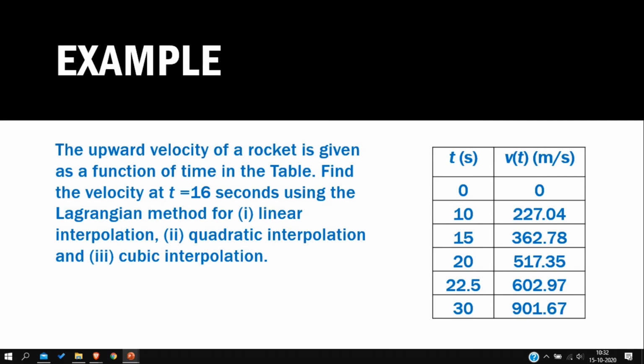Now let's see how to do interpolation using this Lagrangian method or Lagrangian interpolation procedure. Just write down this question, and we can solve it. The upward velocity of a rocket is given as a function of time in the table. In this table, this column is the time, and this column is the corresponding velocity. This is represented as t, but we can take it as x values.